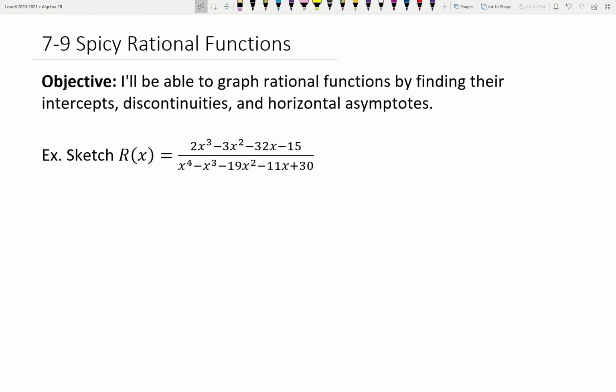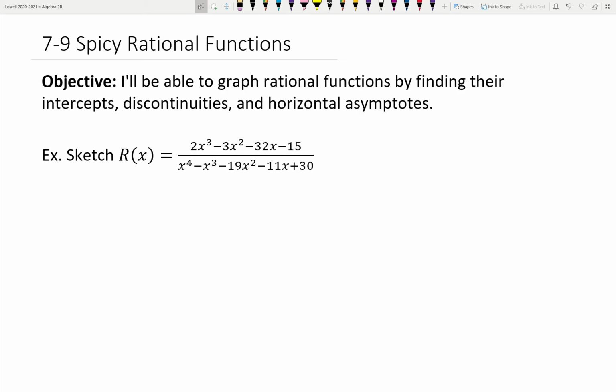Hello folks, so in this video we're going to talk about how we can put together everything we've talked about so far and actually graph one of these more interesting rational functions. The function we're going to look at is r of x equals this cubic on top, and in the bottom we have a quartic or fourth degree polynomial.